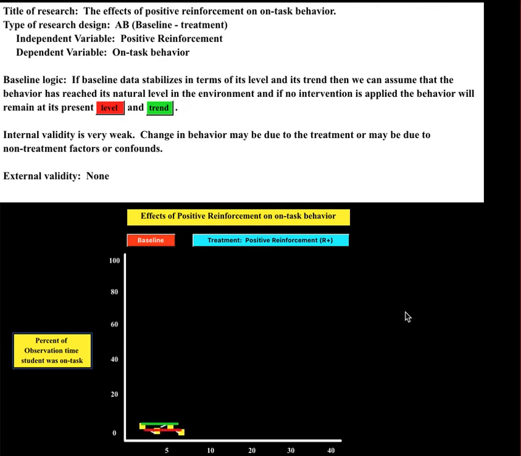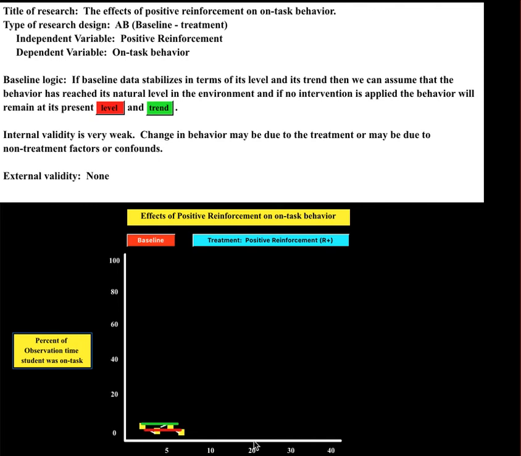All right, so we've taken baseline data. Now, single case research designs generally always begin with the baseline condition or the no intervention condition. In this condition, data is collected on the dependent variable, in this case on-task behavior, generally for at least 4 or 5 data points, or until the data points stabilize in terms of their level, their trend, and their variability.